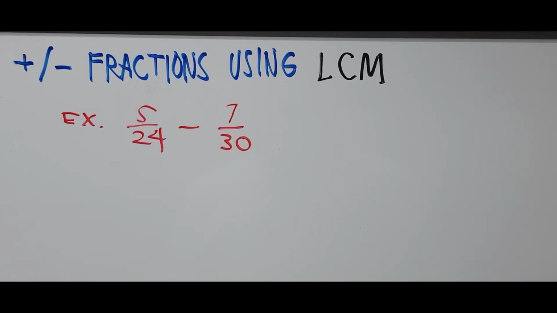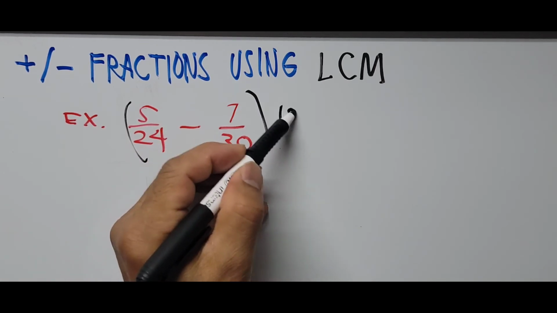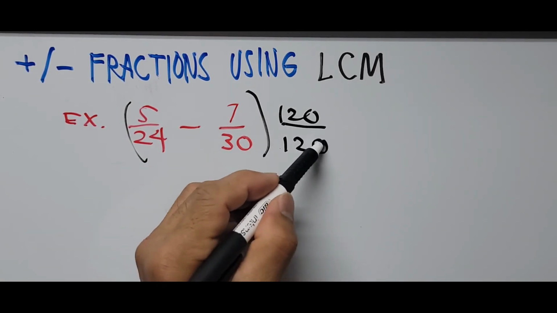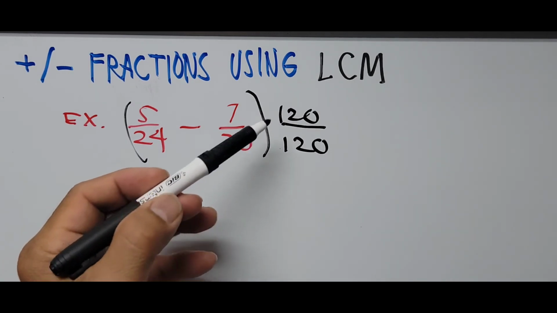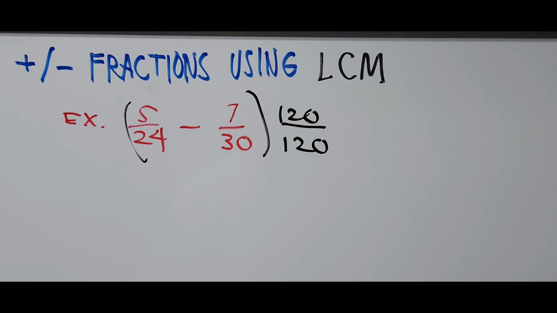Solving this, we use the LCM. So the LCM was 120. We'll be multiplying this by 120 and dividing by the 120 the same way. So this, 120 divided by 120, is just multiplying by 1, so it won't affect the answer. Okay, so let's do that.